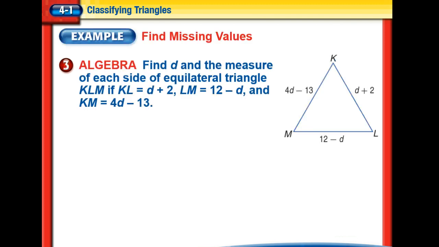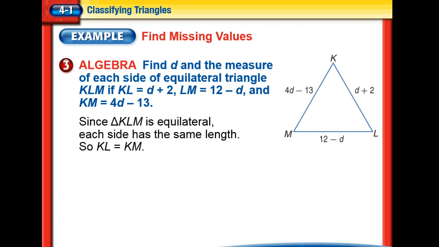Now we're throwing our algebra in. Here we have an equilateral triangle, and they need us to find D and the measure of each side of that triangle. They have each piece labeled. Since it's equilateral, we can pick any 2 sides and set them equal to each other. They went with KL and KM. So D plus 2 equals 4D minus 13.